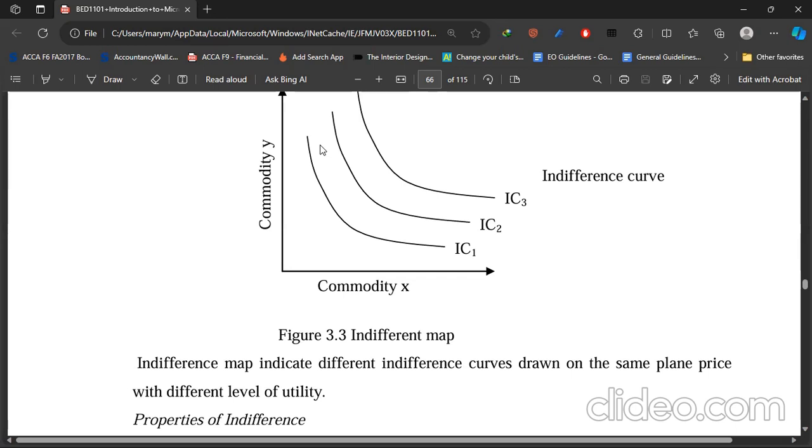And in this case, when you're looking at these indifference curves, you need to understand that an indifference curve is basically just a chart showing various combinations of two goods or commodities that a consumer can choose, right?